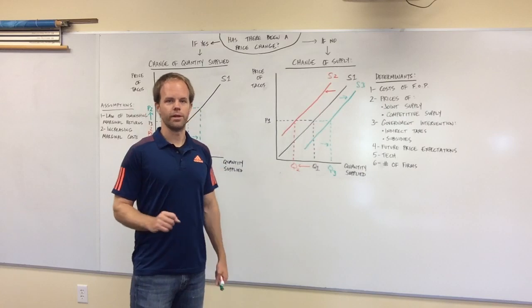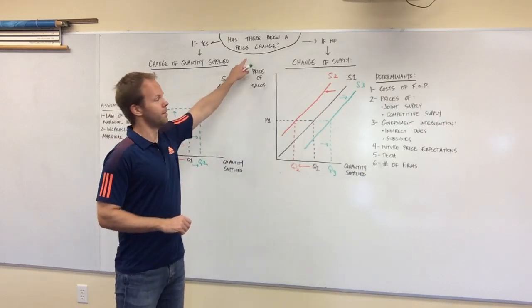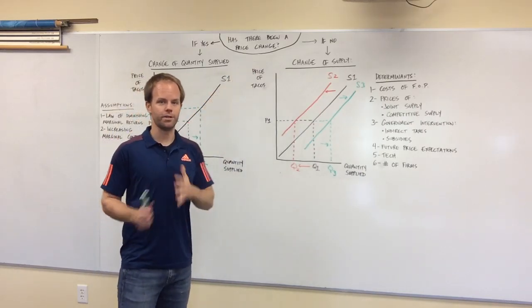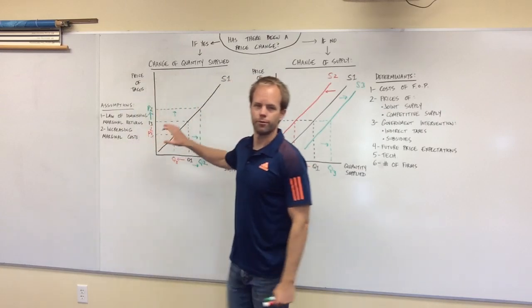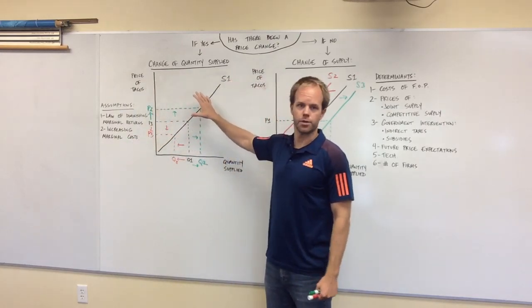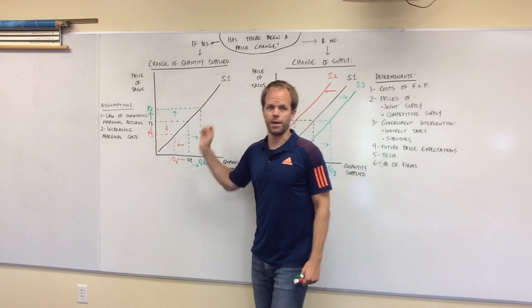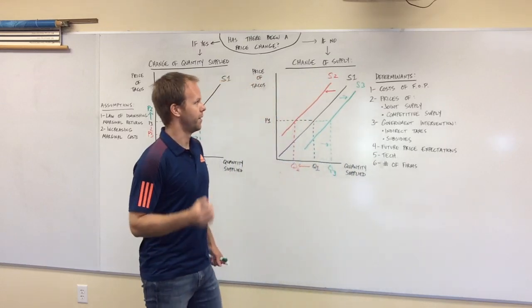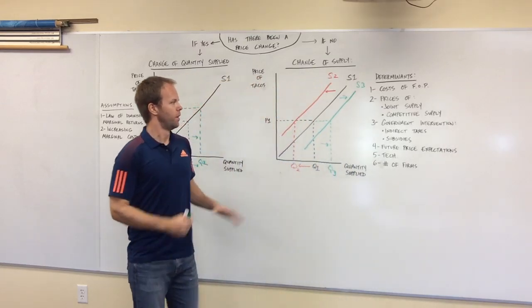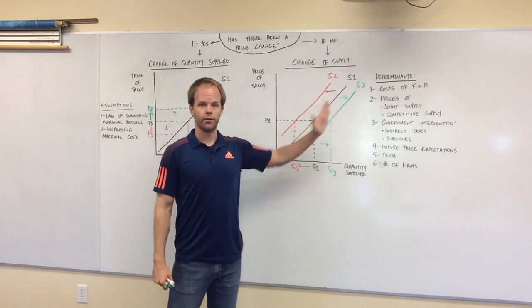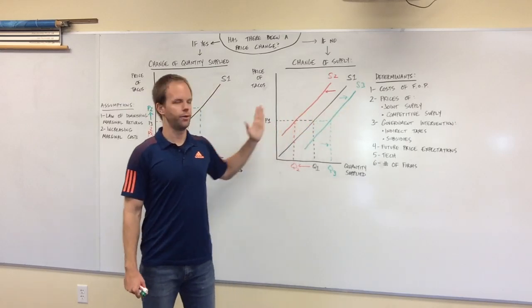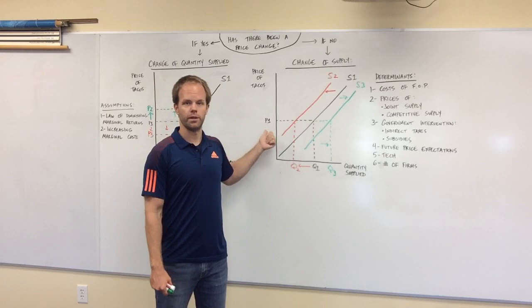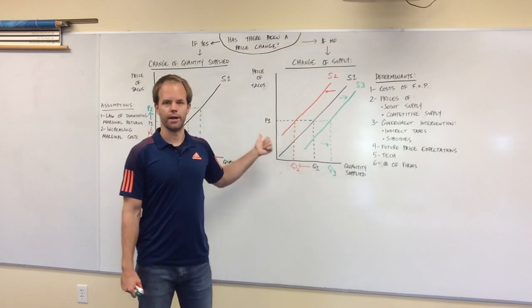So to wrap this one up, again, ask yourself, has there been a price change? If there has been a price change, your graph will have one of these two outcomes shown here. If the answer to that question is no, there has not been a price change, you know that you're either going to increase the supply curve or decrease the supply curve, assuming that your price is not changing.